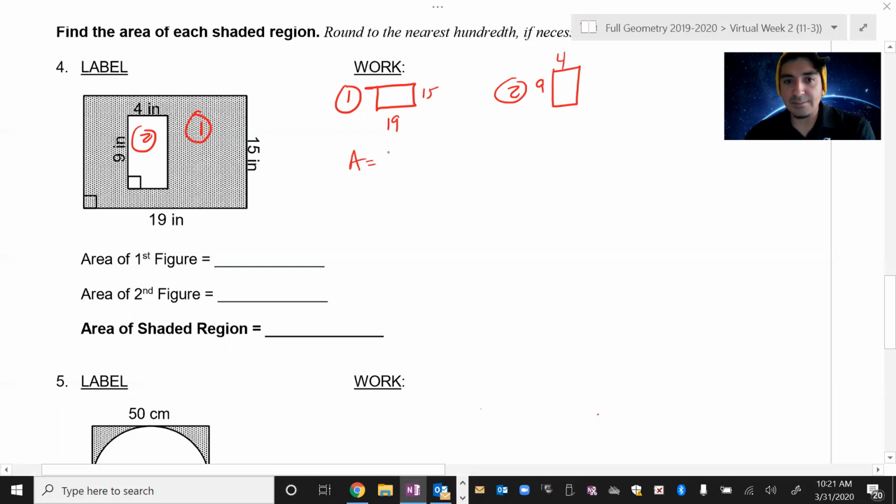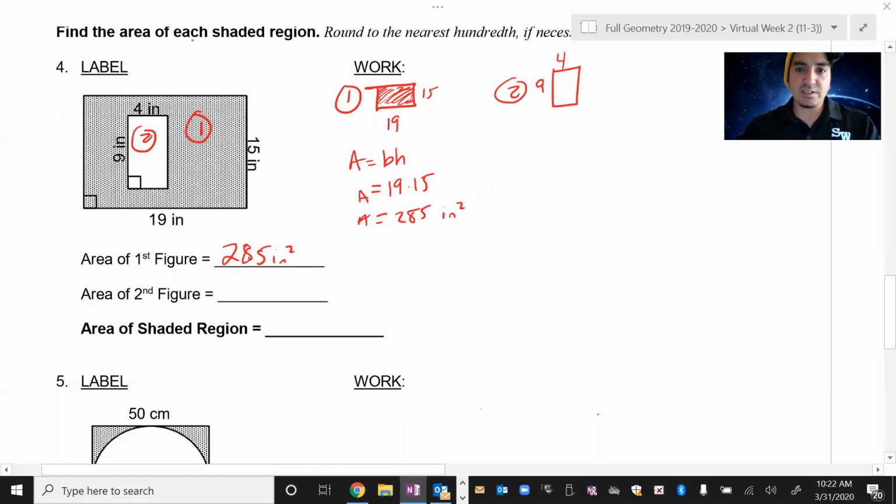So if I'm looking for the area of this whole entire shaded region, then I need to look for my area, which is base times height. So it'll be 19 times 15. When you multiply those two, let's see, using my calculator here, I got 285. Okay, so there you go. So the first figure is 285 inches squared.